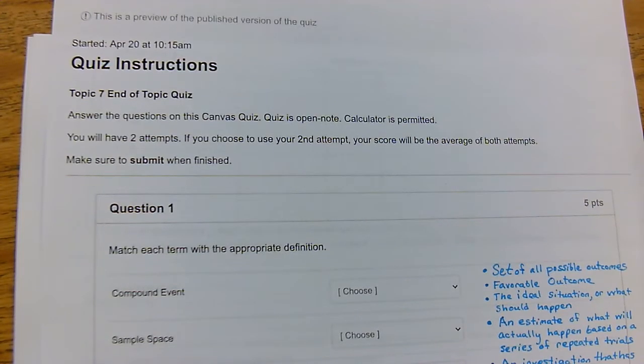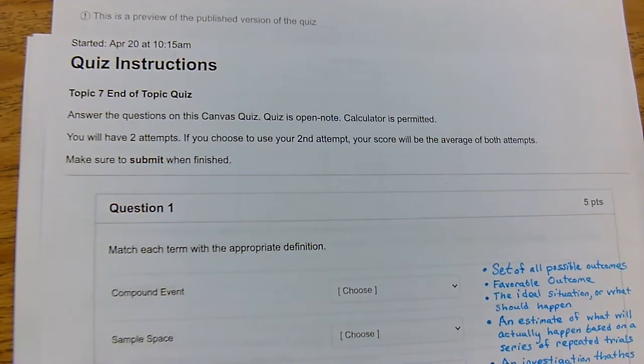Alright students, let's go over our quiz for Topic 7 End of Topic Quiz. Alright, let's start with question 1.